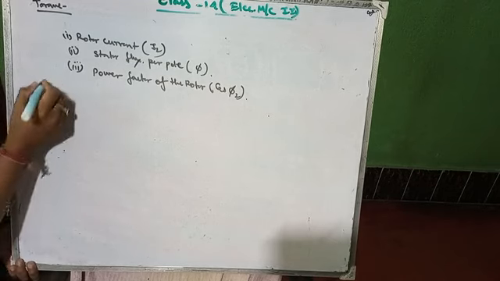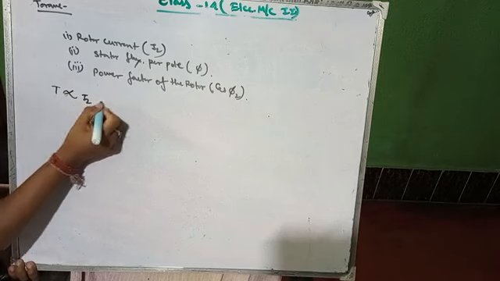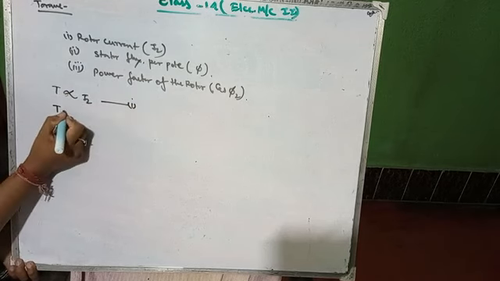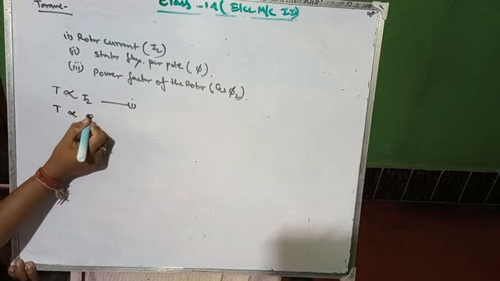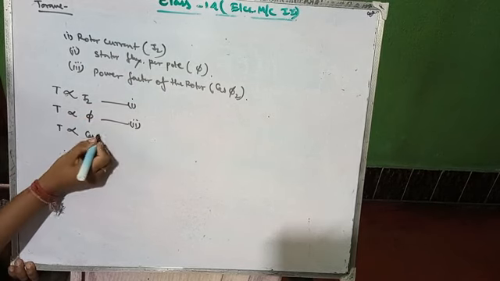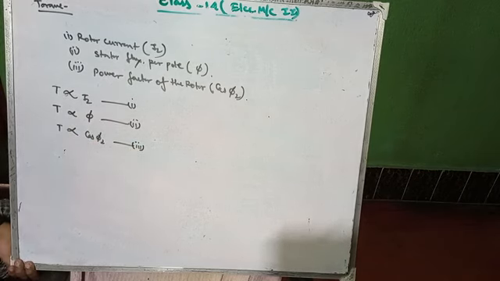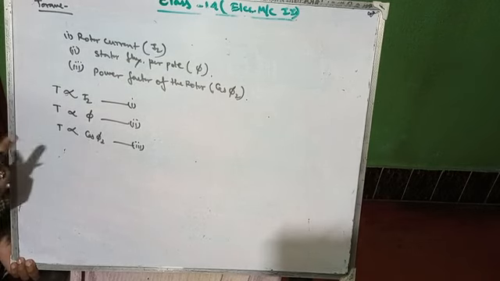Okay, so that means torque is proportional to current I2, make it equation number 1. Torque is proportional to flux phi, make it equation number 2, and torque is proportional to cos phi 2, make equation number 3. Okay, so now you have to find what is I2.